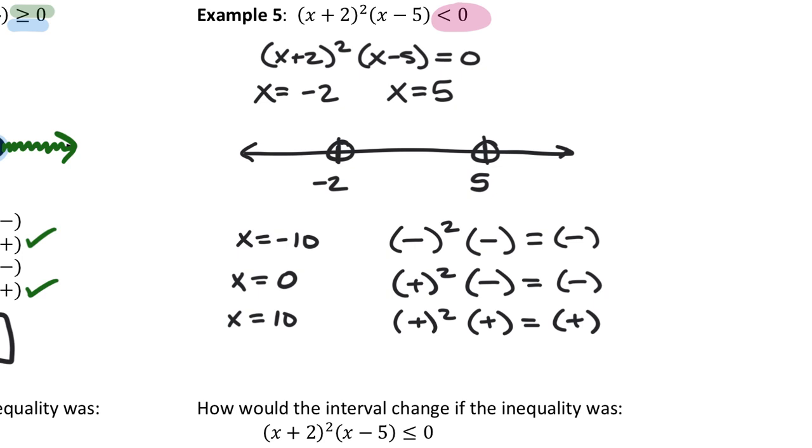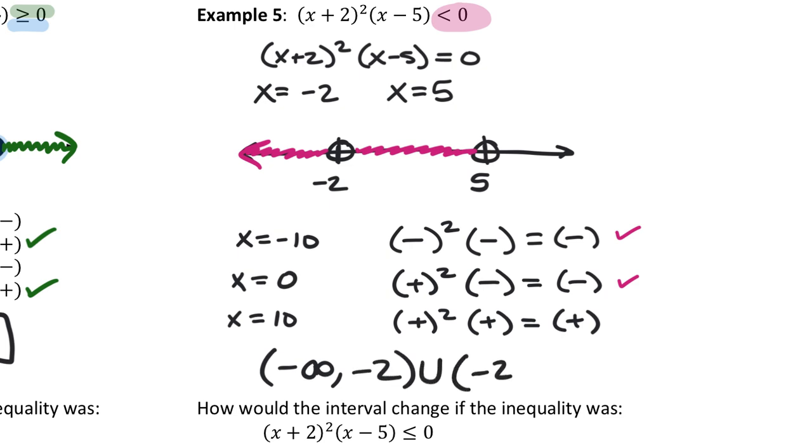Now let's think about the question again. I wanted to know where this polynomial was less than 0. There are 2 places where this polynomial is less than 0. That's going to be here and here. Now the question becomes, how do you write that as an answer? Here's how you write it as an answer. You would say that this polynomial is less than 0 from negative infinity to negative 2, close parentheses. Pick up your pencil. Put your pencil right back down after negative 2 and go all the way to 5.